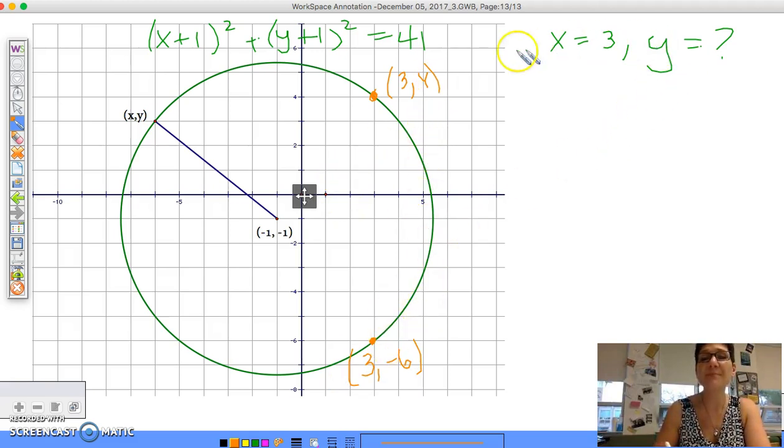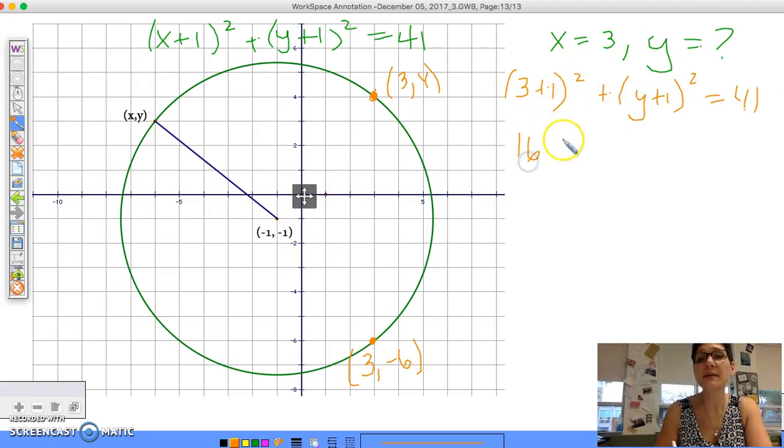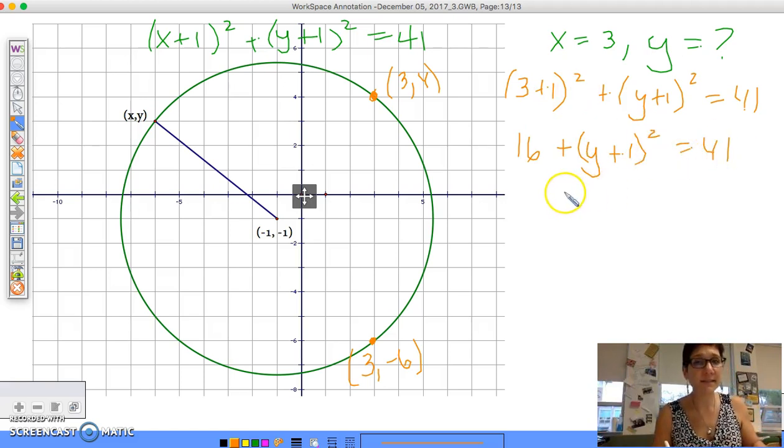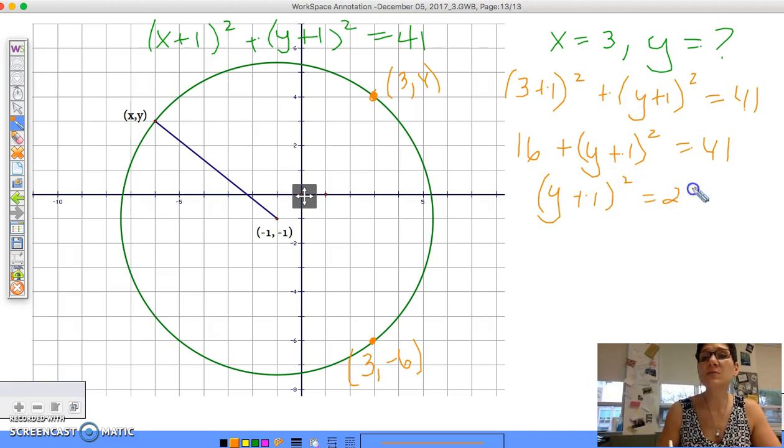Well, let's say we want to find out if that's true algebraically, if that's what we get for our y's, okay? So what I want you guys to do is we're going to go back to this equation and prove that the two y coordinates we come up with are 4 and negative 6. So we're going to plug 3 into the equation and then solve for y. So we have 3 plus 1 squared plus y plus 1 squared is equal to 41. So 3 plus 1 is 4, and 4 squared is 16, plus y plus 1 squared is equal to 41. The last time I checked, 41 minus 16 is equal to 25. So we have y plus 1 squared is equal to 25.